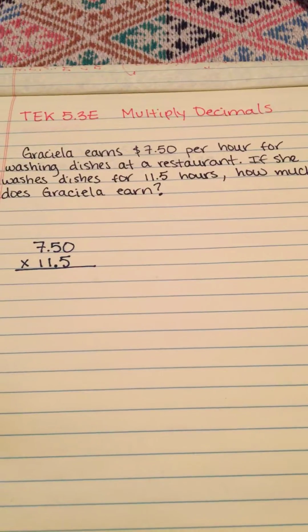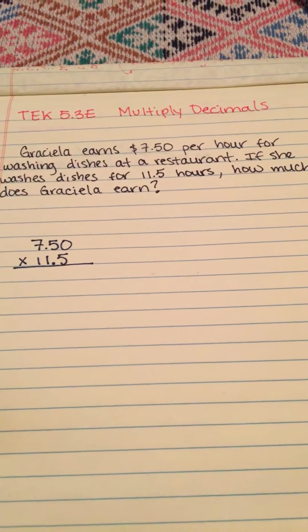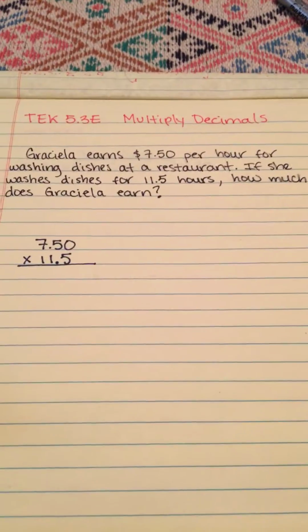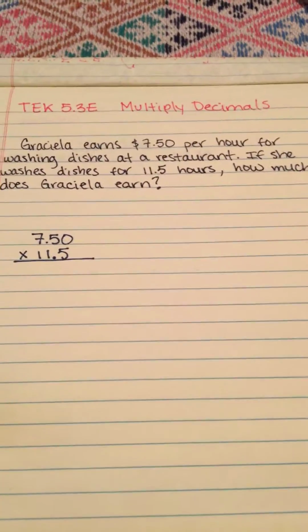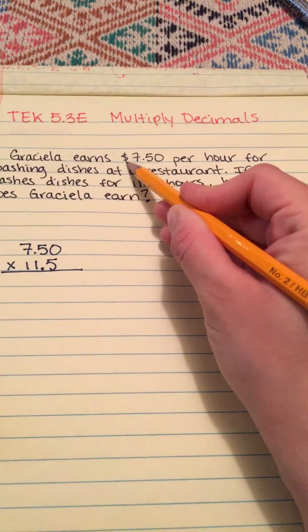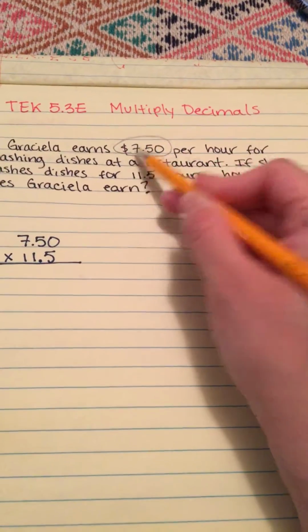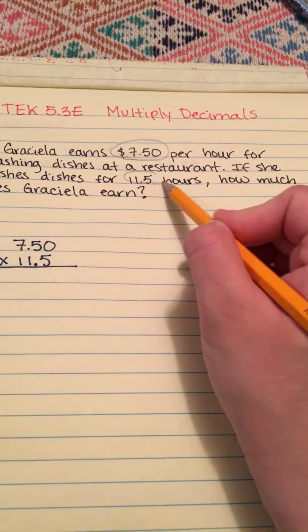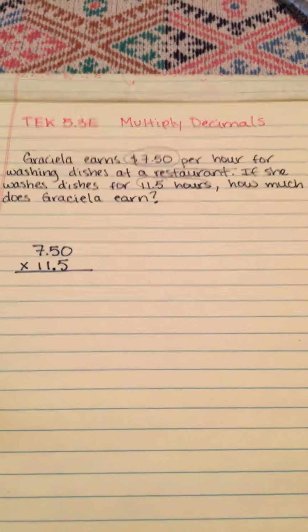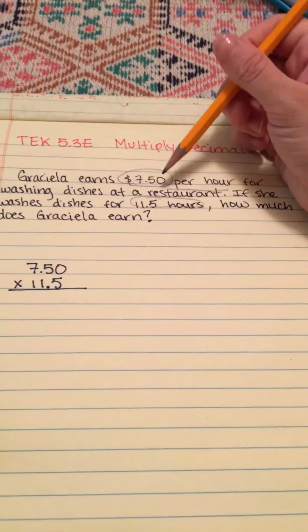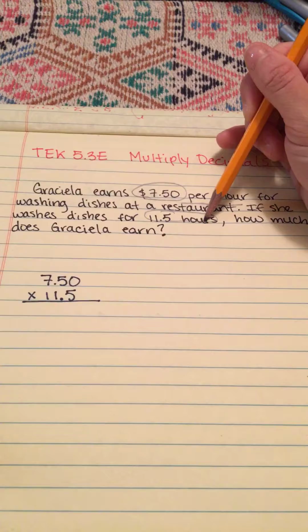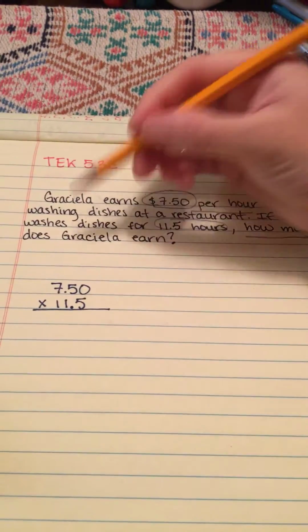Graciela earned $7.50 per hour for washing dishes at a restaurant. If she washes dishes for 11.5 hours, how much does Graciela earn? So on the STAAR, what you should be doing is underlining or circling. For me, I'll circle, okay? The important and key parts of the word problem. So I know that she earns $7.50 per hour. And if she washes dishes for 11.5 hours, it wants to know how much she earns.